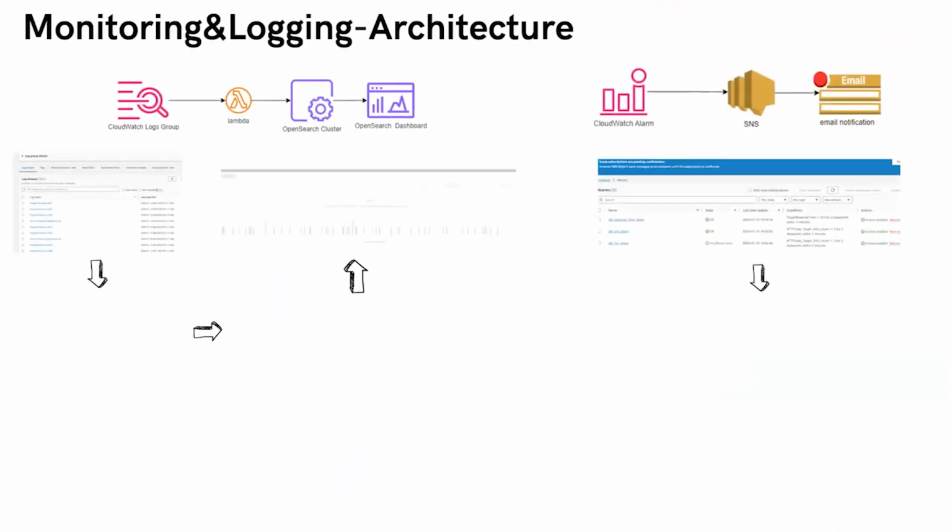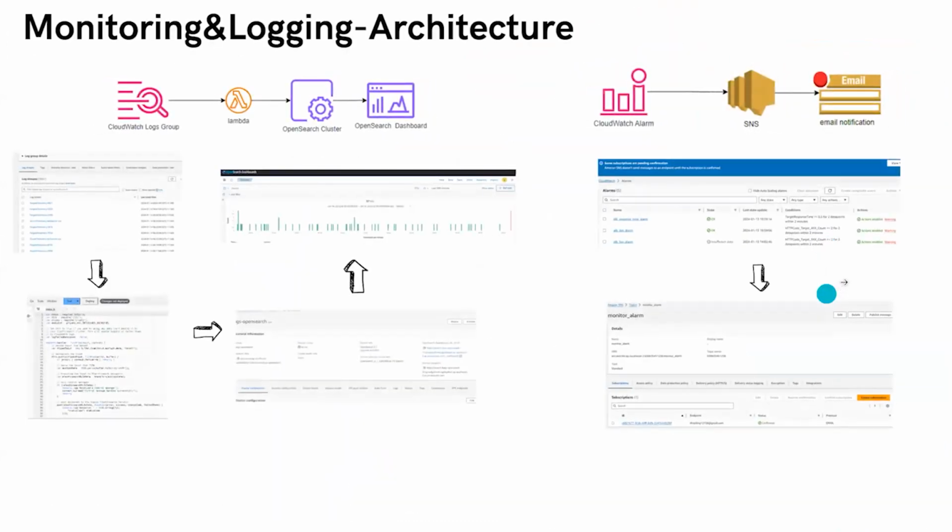Then there is the log part, which extracts logs from CloudWatch Logs to an OpenSearch cluster through a Lambda function, and finally displays them through a dashboard. There are two alarm parts. One is to send email alerts through SNS, and the other is to trigger the corresponding policies to operate through fixed thresholds, such as expansion and contraction, which will be explained in detail later. Next page.